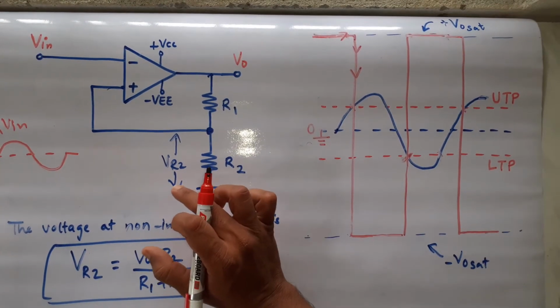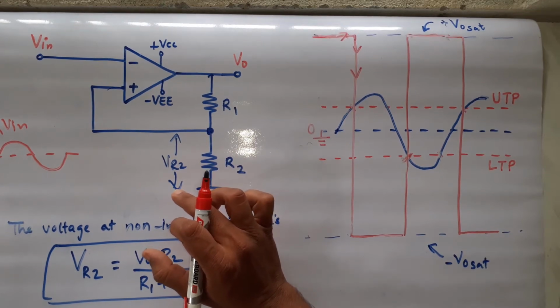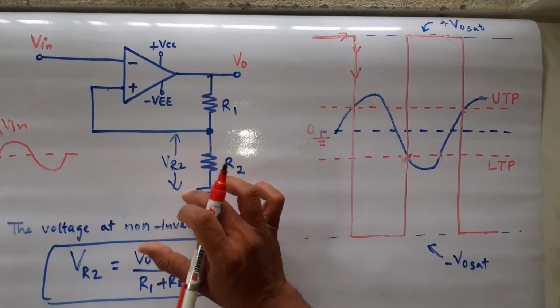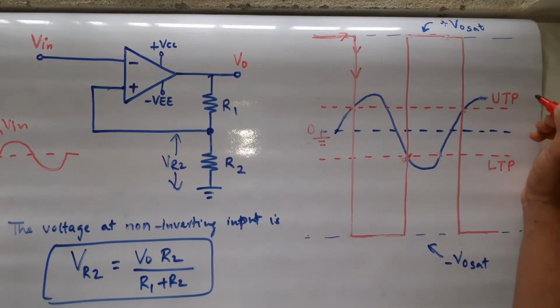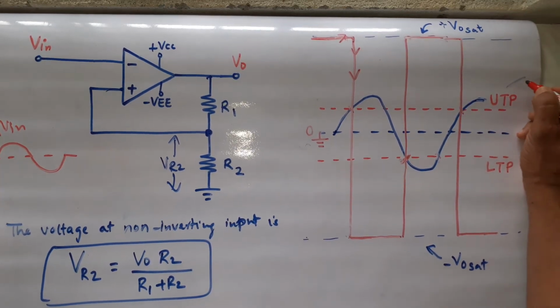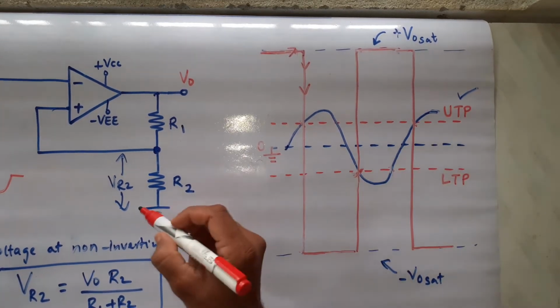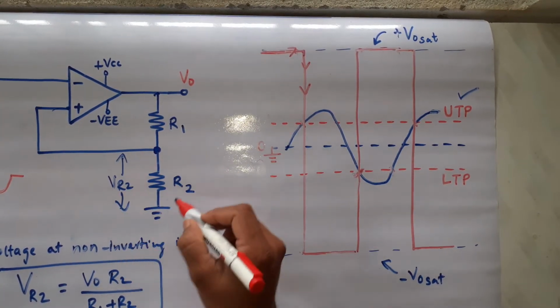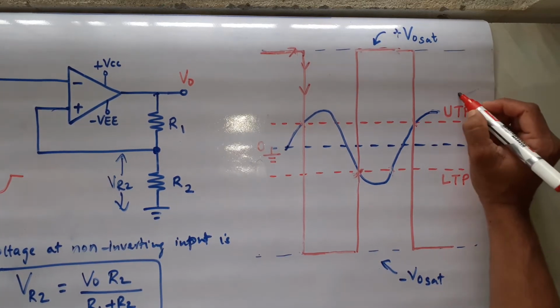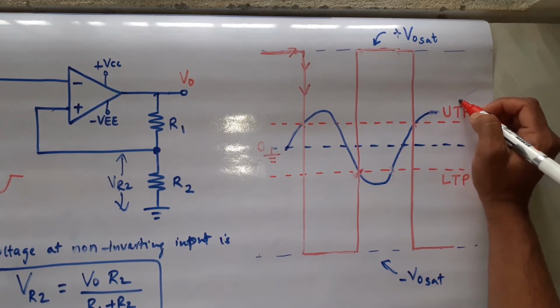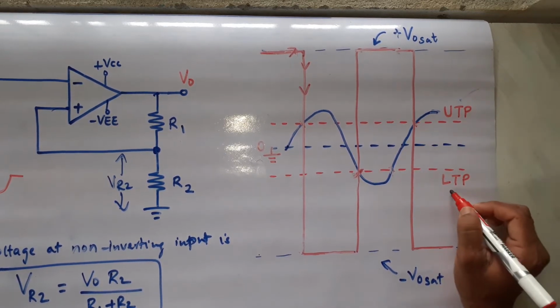Now this VR2, in our previous circuit of voltage comparator, we have seen VR2 is working as a reference voltage which will decide when the output will switch from one state to the other state, right? So let me call, if our VR2 is positive, then it is UTP. Concentrate here. This VR2 voltage is acting as our reference voltage here. So we call VR2 equal to UTP when your VR2 is positive. Okay, if VR2 voltage is negative, then it is LTP.